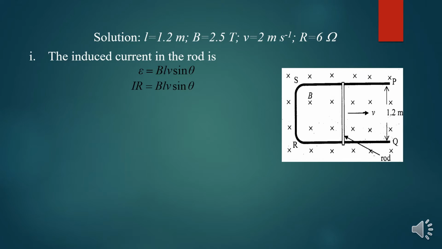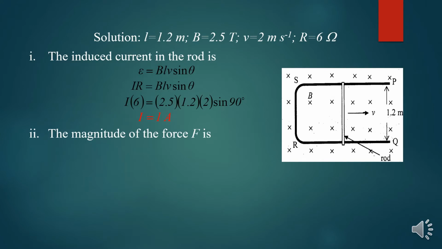Because the value of induced EMF also obeys Ohm's law, we can say that IR equal to BLV sin theta. Then substitute the values given, and please make sure once again we determine the value of theta, where theta is the angle between B and V. For this question, V is to the right and B is into the page, and the value of theta equal to 90 degrees. Substitute the values, and then the value of I equal to 1 ampere.